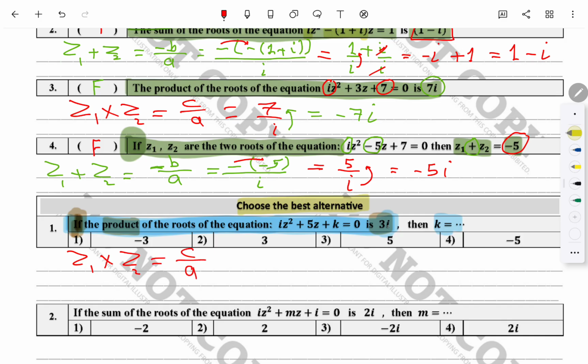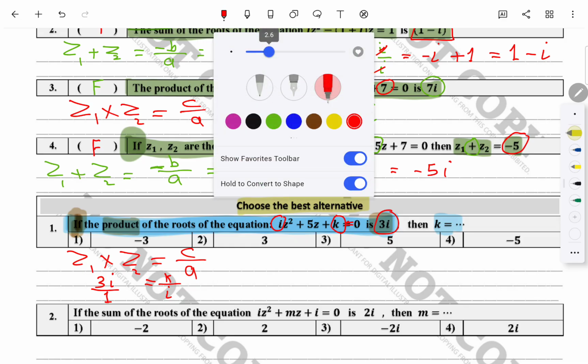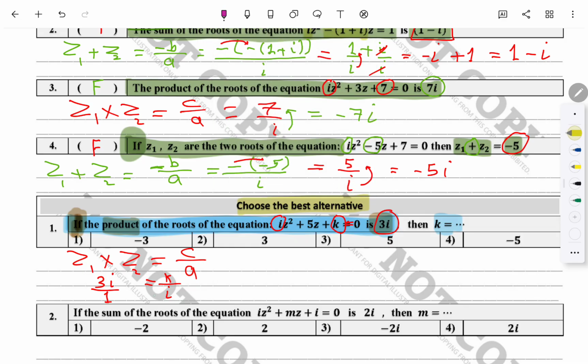The product is given, which is 3i. You can write it here to the left, and c is going to be the constant term, being sure the equation is equal to 0. So k is here divided by a, which is the coefficient of z squared. I can write i here. I can see that I have proportion fractions, so I can make it over 1. Now cross multiplication can solve this equation.